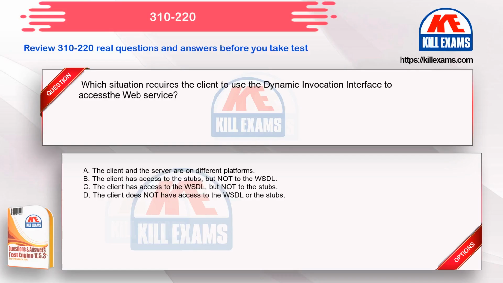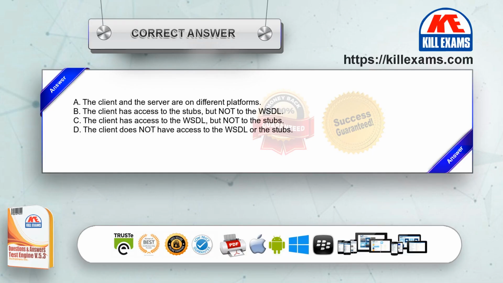Which situation requires the client to use the dynamic invocation interface to access the web service? Option A. The client and the server are on different platforms. Option B. The client has access to the stubs, but not to the WSDL. Option C. The client has access to the WSDL, but not to the stubs. Option D. The client does not have access to the WSDL or the stubs. The correct answer is option D.